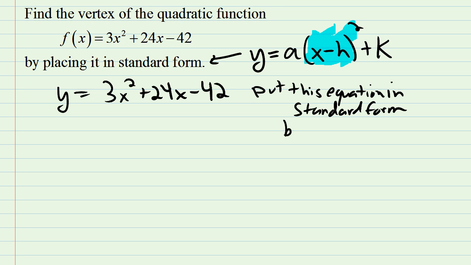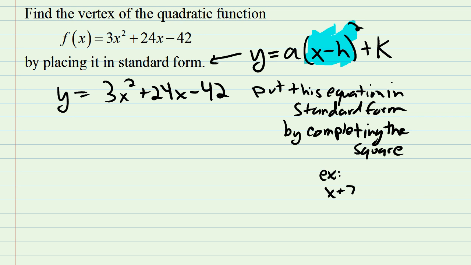Now completing the square is basically us exploiting the relationship between these coefficients here and the ones that would appear in the perfect square. As a quick example, we take the quantity x plus 7 squared. It multiplies out to be x squared plus 14x plus 49. And we just exploit the relationship between the 7, the 14, and the 49. That's what completing the square does.